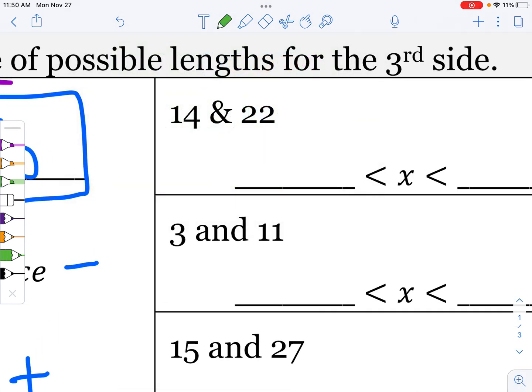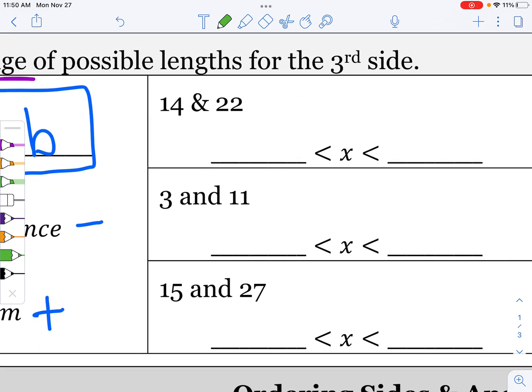Okay, so we are given two side lengths, 14 and 22. And so for 14 and 22, we need to determine a range for the third side. Unfortunately, we don't know for that third side: is it going to be smaller than 14? Is that third side going to be between 14 and 22? Or is that third side going to be greater than 22? And that's why we need a range of these values, because we don't know what we're designing here.